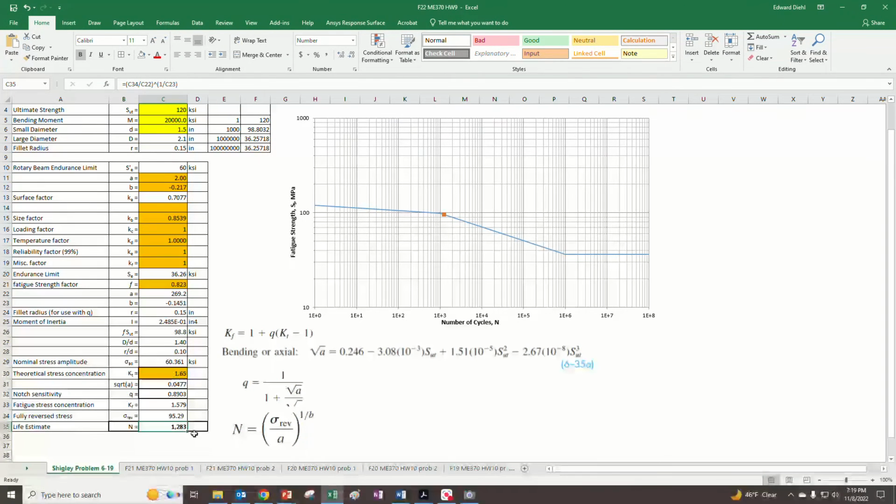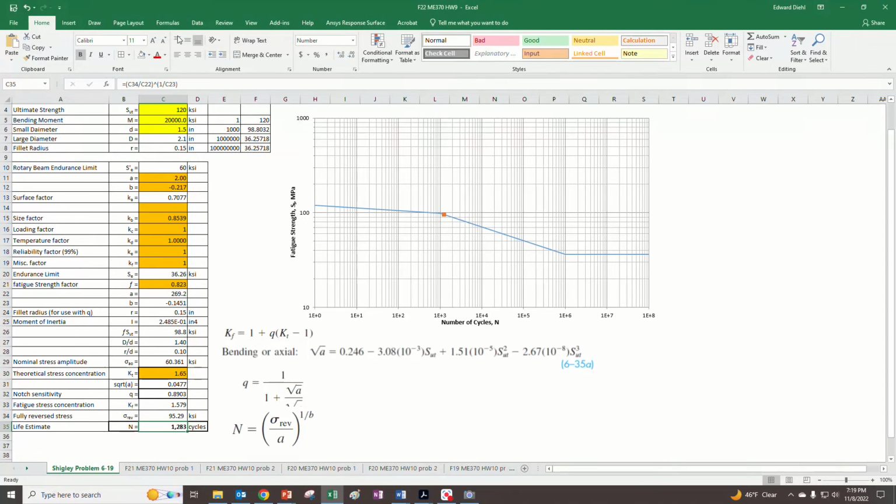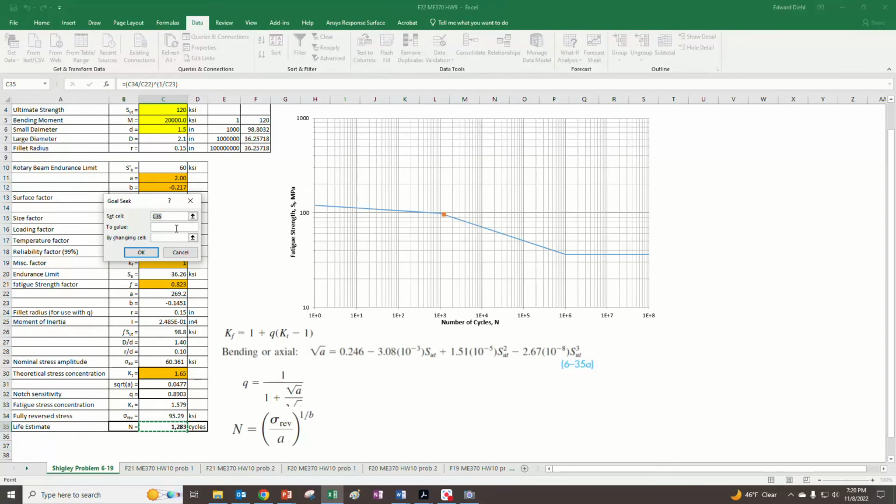1,283 cycles is what we could say over there. I didn't finish the labeling of this KSI, right? But this is cycles. And so here is the magical portion of this. We're going to go to data and the what if. What if is very useful. And the thing called goal seek. And goal seek is a very useful design feature that you can do in Excel.